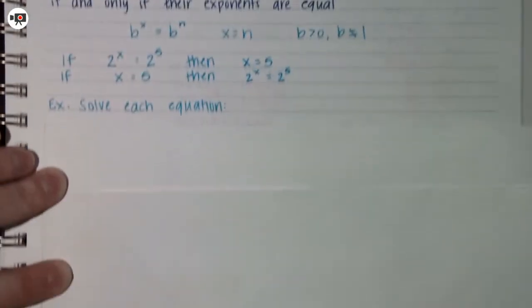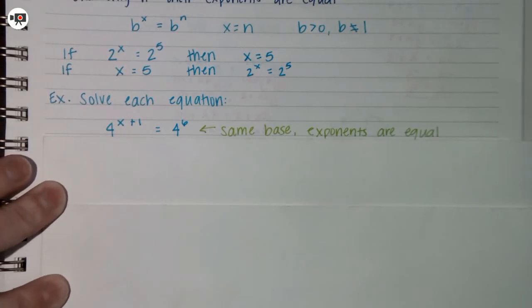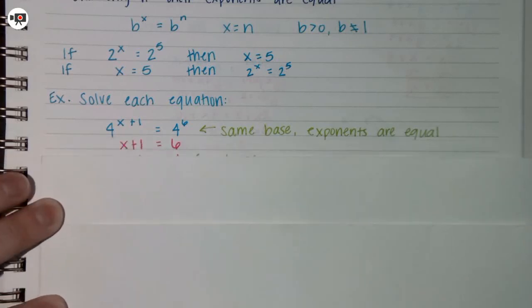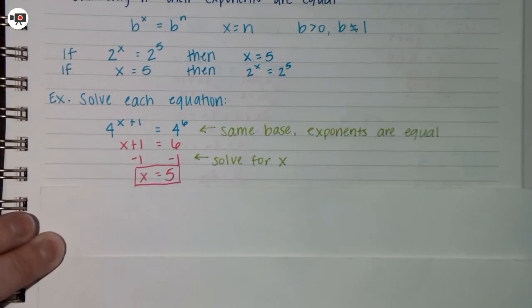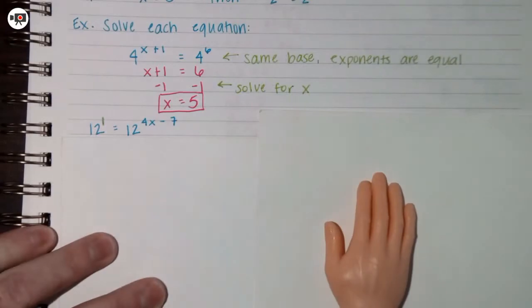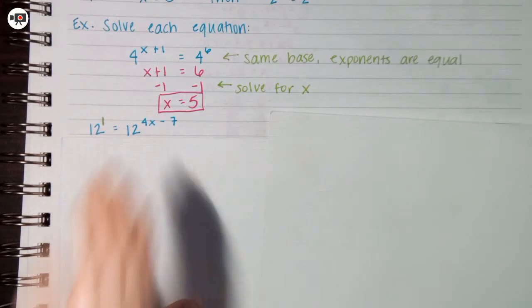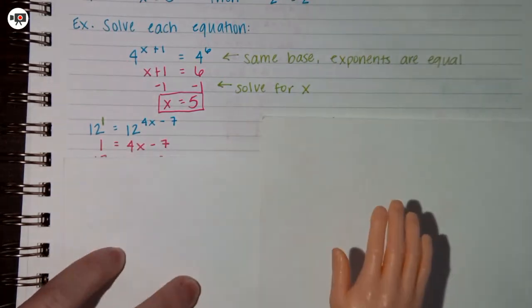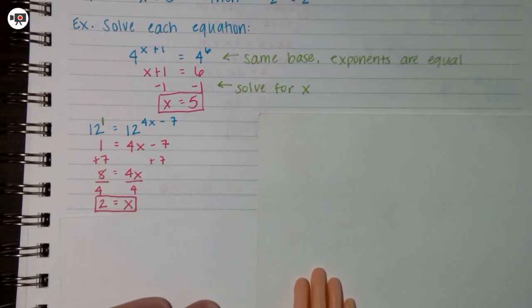So we are going to solve each of these equations. 4 to the x plus 1 equals 4 to the 6th. I know that they have the same base, so I'm going to set their exponents equal to each other. Now, solve for x. And we find that x equals 5. If we have 12 equals 12 to the 4x minus 7, this 12 has an invisible 1 on it, so I'm going to set 1 equal to 4x minus 7. Then solve for x, and x equals 2.